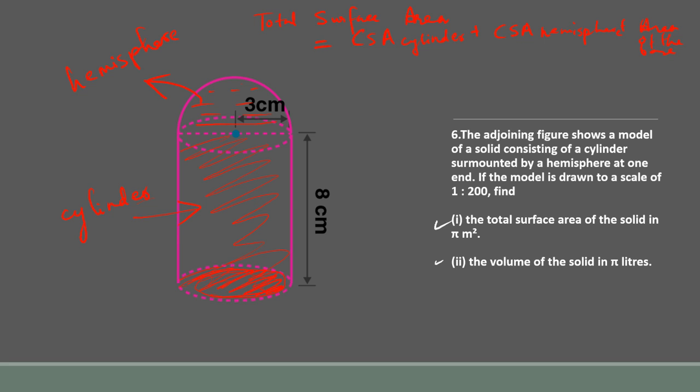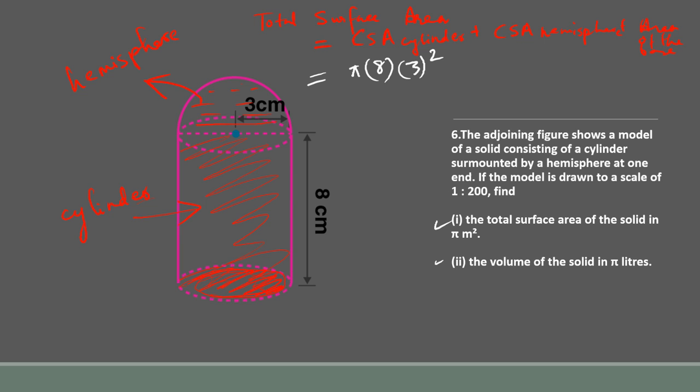What is the curved surface area of the cylinder? This is pi r square times h, right? So h is 8, r is 3. So pi times 3 square times h will give you the curved surface area of the cylinder.